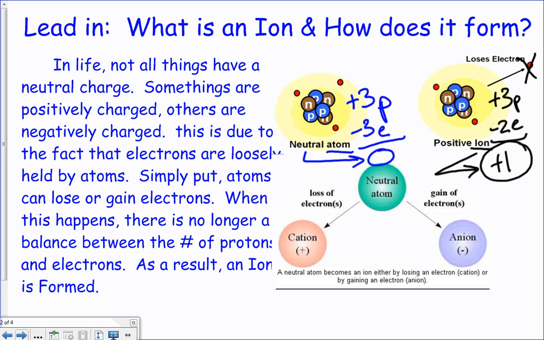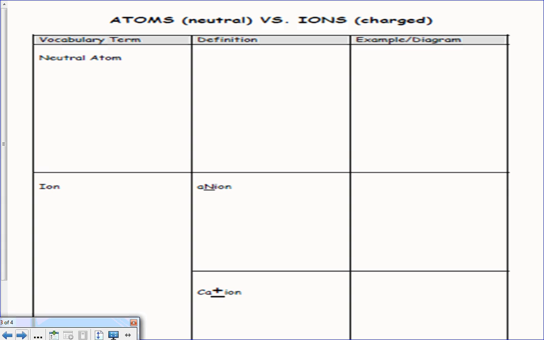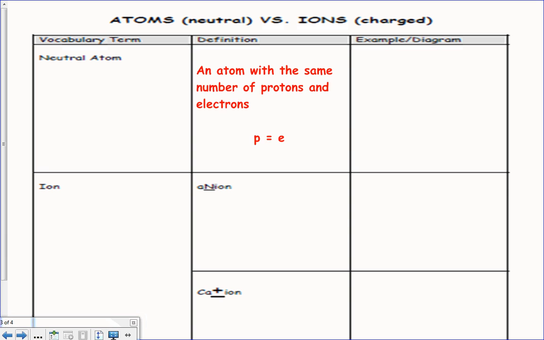So here's another good breakdown of how a neutral atom becomes a positive or a negative ion. Cations are positive charge. Anions are negative charge. So, vocabulary terms and definitions. Neutral atom, from the previous video, is an atom with the same number of protons and electrons. For example, 6 protons and 6 electrons make a neutral carbon atom. Carbon-12 has 6 protons and 6 neutrons. No charge is indicated.